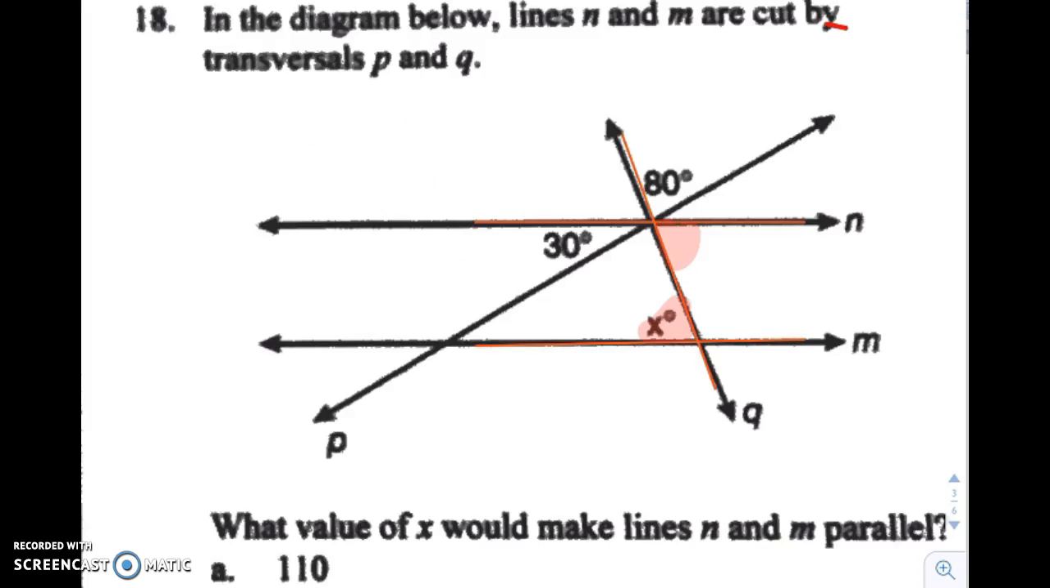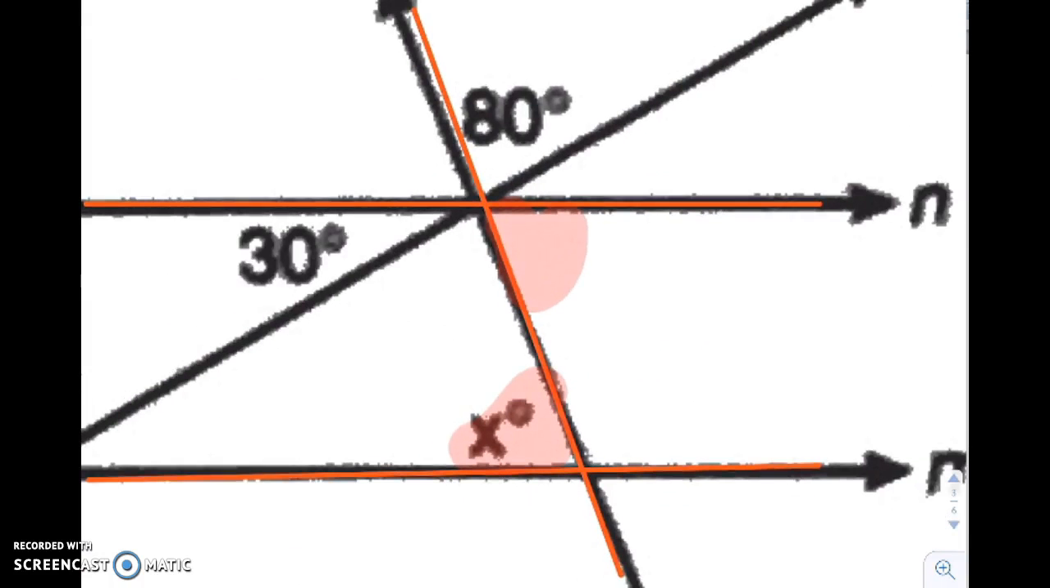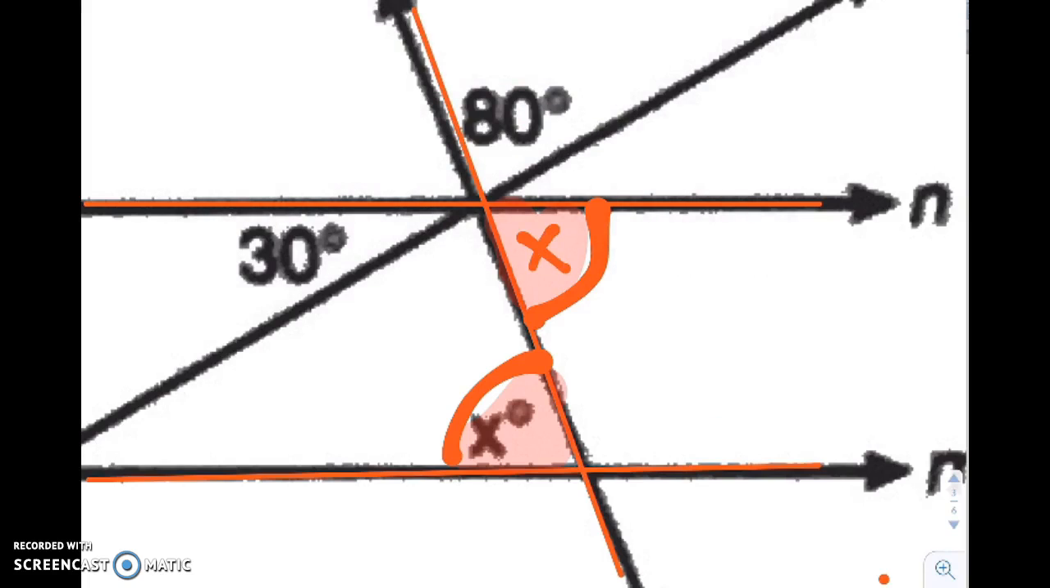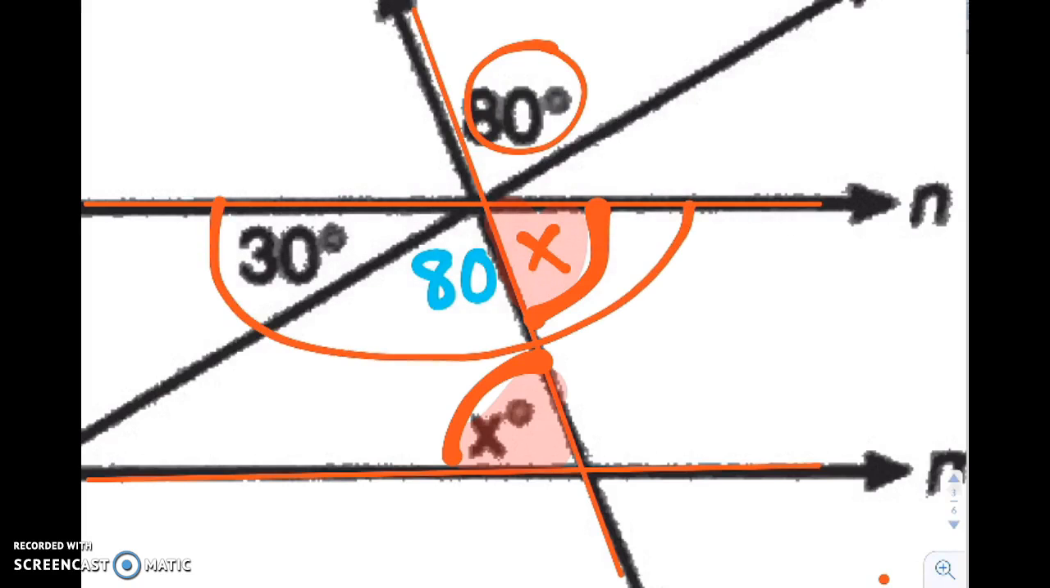In number 18, it wants to know what value for x will make the lines parallel, which basically means that this and this are alternate interior angles, which means x is also here. So we have to solve for x. If we take this 80 and make it vertical with this angle, that becomes 80. We then know that this entire piece here is 180. 30 plus 80 is 110. That leaves 70 because it has to be 180. If this one is 70, then this is 70.